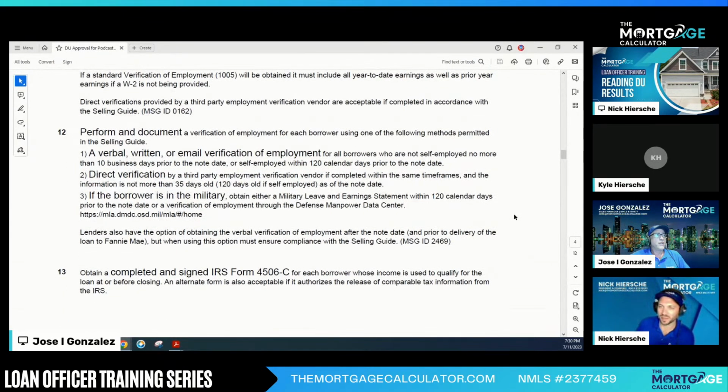Now here they're asking for either verbal, written, or email verification of employment for borrowers who are not self-employed, no more than 10 business days prior to the note date. They updated that recently. That's a new way to write it. It used to just say verbal.